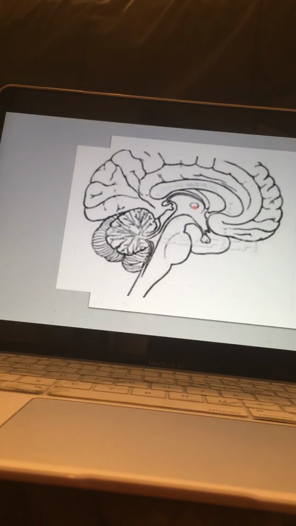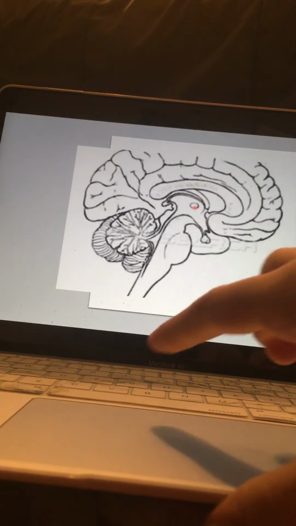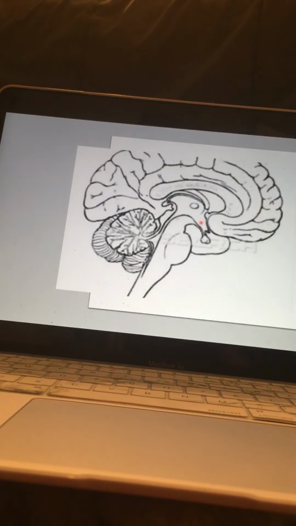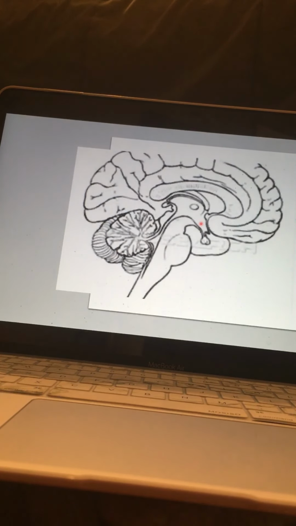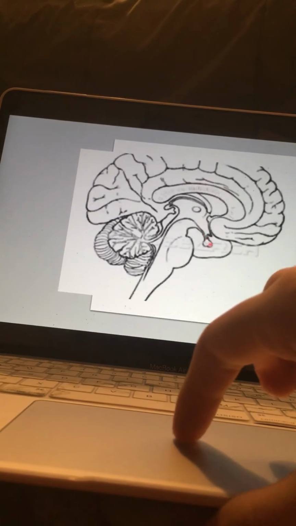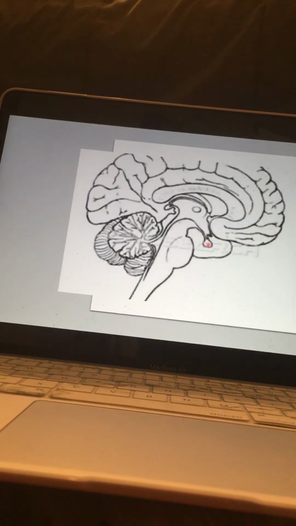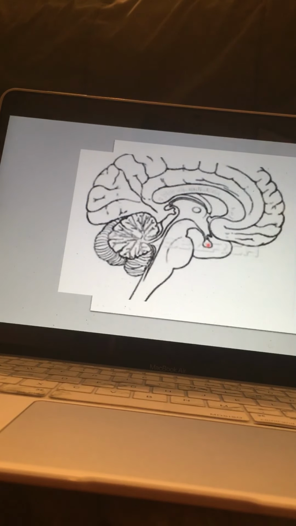Below the thalamus, we have the hypothalamus around here. It is responsible for many of the functions of homeostasis and also modulates the endocrine system. Located just below that is the pituitary gland, right here, this little dot, which controls many of the processes in the body and also helps maintain homeostasis.